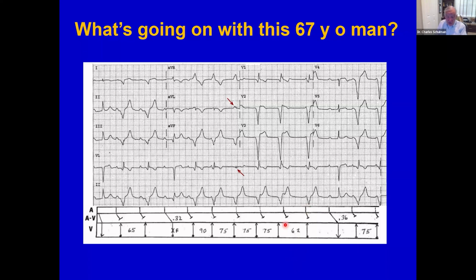The rate here is slow. It's not perfectly regular, but somewhere around 65 to 75. This is accelerated idioventricular rhythm with AV dissociation. It does not require treatment. So don't get this confused with ventricular tachycardia.